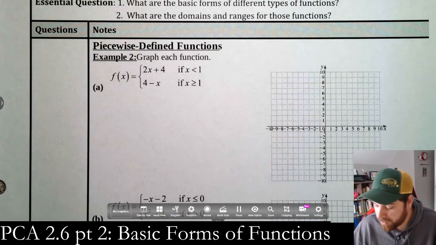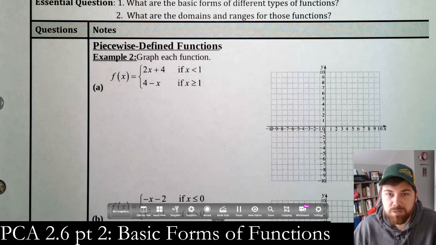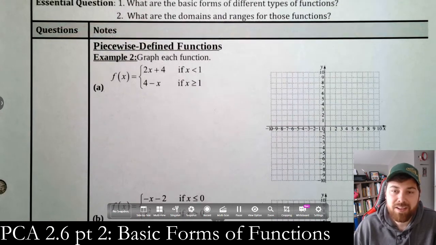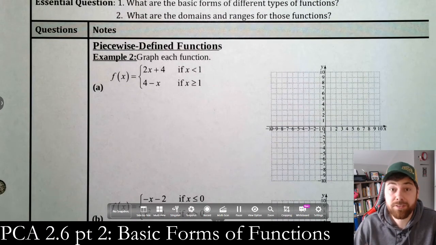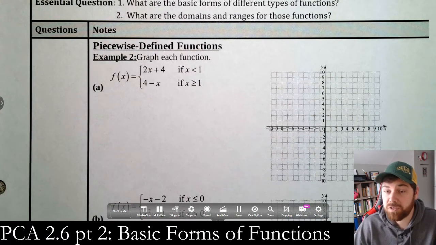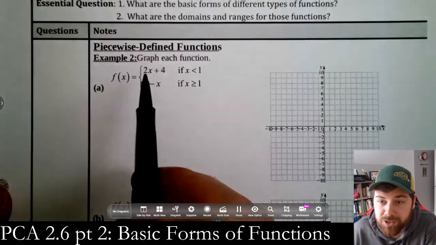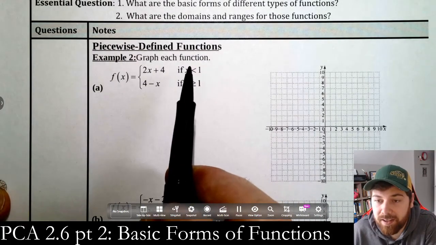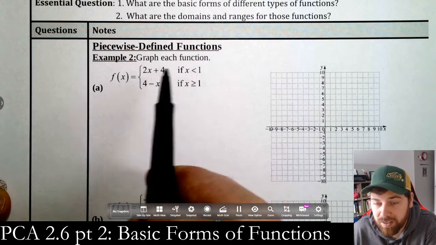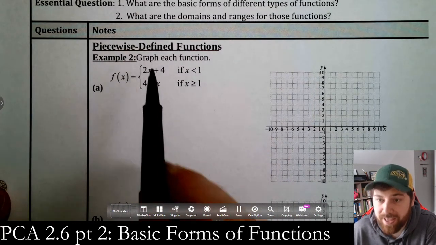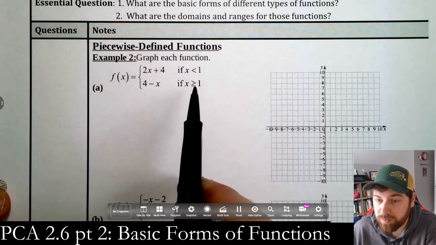Now, piecewise functions, we had all those basic functions that we had last time. Piecewise functions are just going to be different functions on different parts of the domain. And they're literally described to you in pieces. So here is an example of a piecewise function. If x is less than 1, we have this function. But if x is greater than or equal to 1, we have this function.